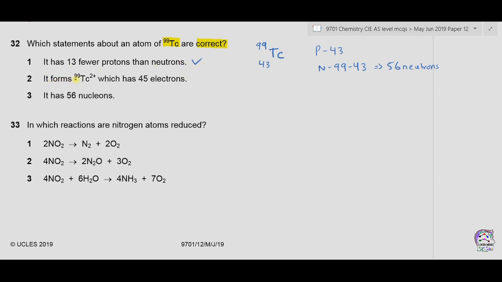Second option, it forms technetium 2+ which has 45 electrons. Now in neutral technetium we have 43 electrons. When it becomes plus 2 charge, it means 2 electrons are removed, so it must have 41 electrons instead of 45, so therefore this is wrong. 3. It has 56 nucleons. As we can see in the symbol, we have 99 as the nucleon number, so therefore it is not 56, it is 99. So 3 is also incorrect. So the only correct option is 1, so therefore the answer is D.